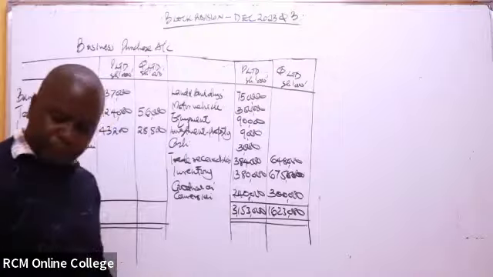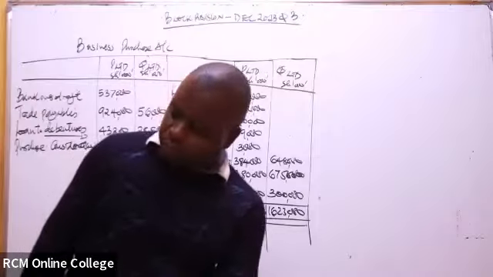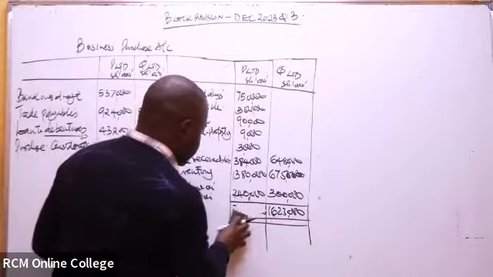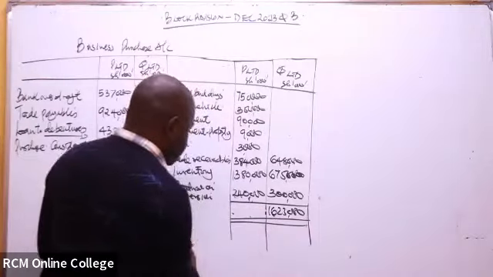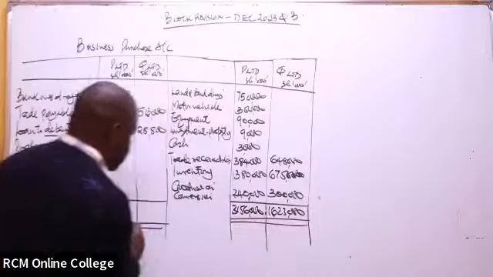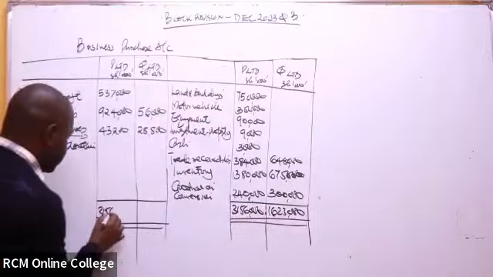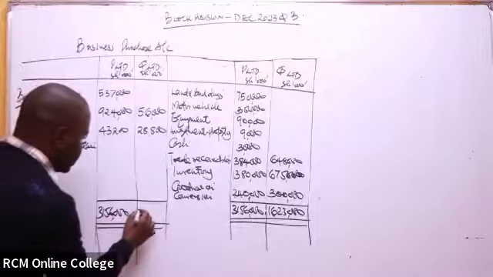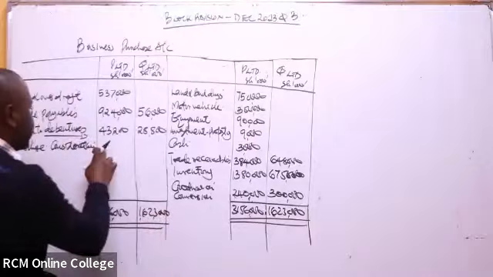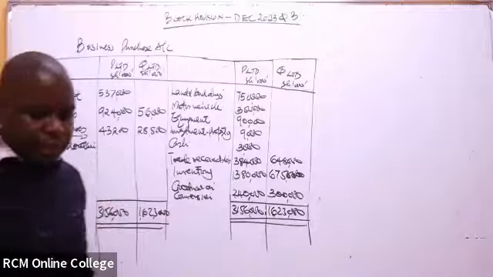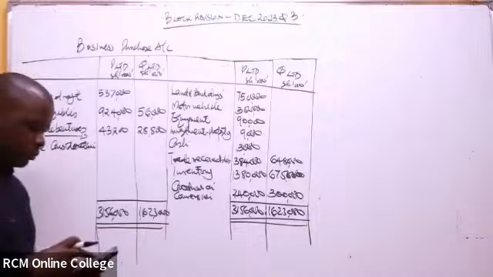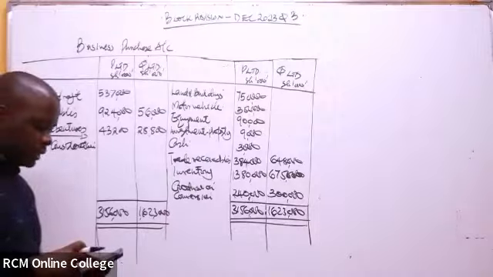Is it 3153? 3156, eh? So 3156, which is 3,156,000. So you can put it here, 3,156,000, then 1,623,000. Then you get the difference to get the purchase consideration.